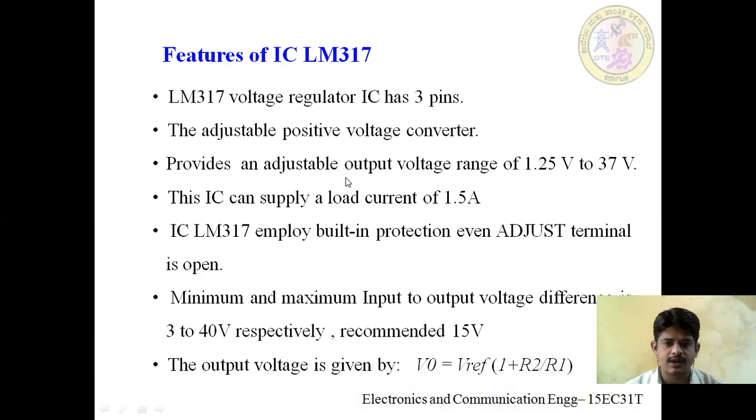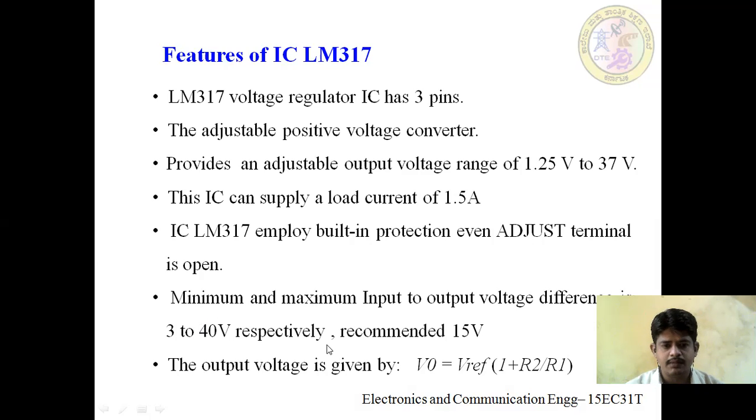It provides an adjustable output voltage range from 1.25 volts to 37 volts. See the range, it is a very good range, so you can use this IC for a large range of voltage levels. This IC can supply a load current of up to 1.5 amperes. The LM317 employs built-in protection even if the adjust terminal is open. Means if you have kept the adjust terminal open, it will still have its own protection, like we saw in the other two fixed voltage regulators.